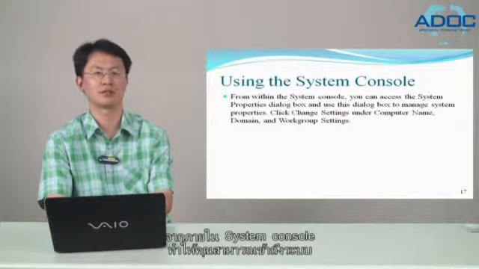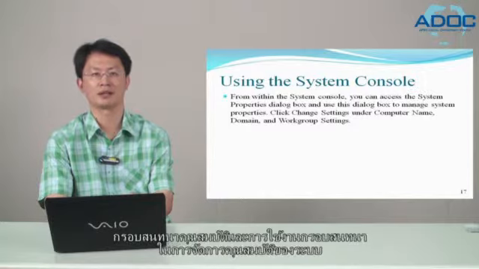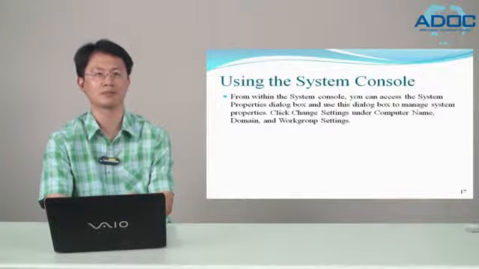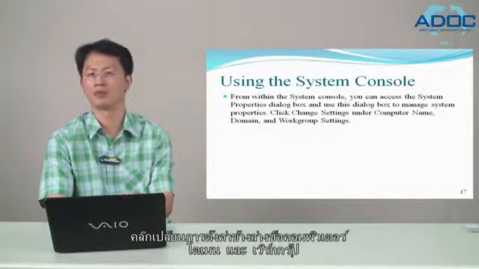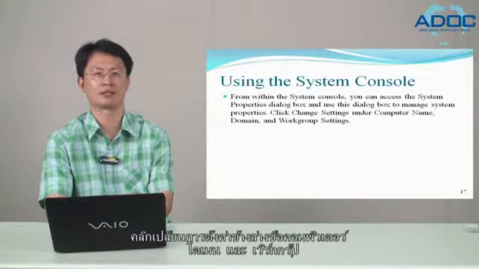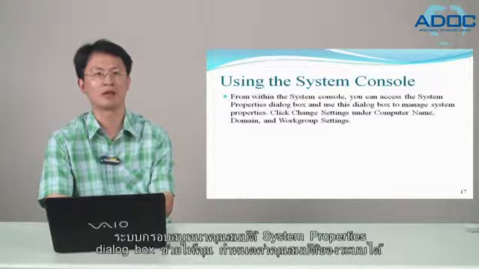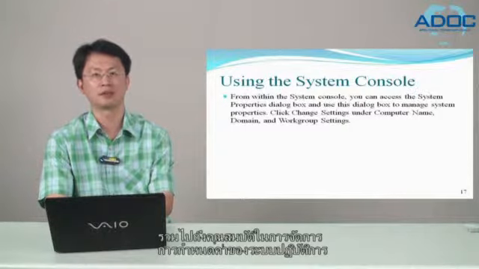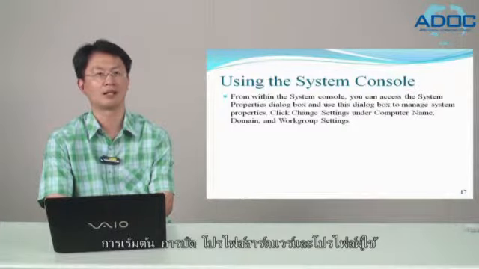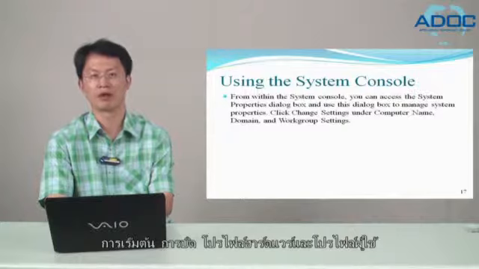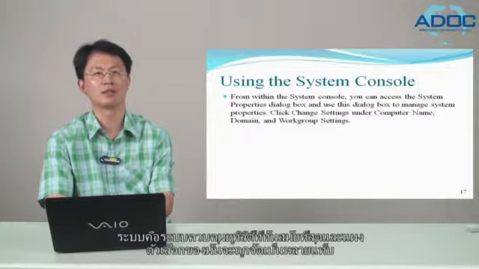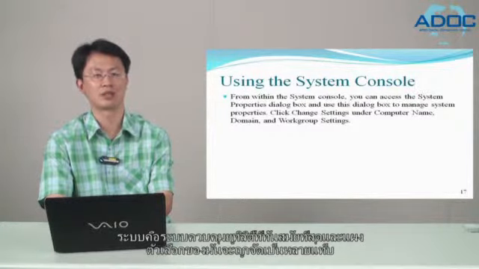From within the System Console, you can access the System Properties dialog box and use it to manage system properties. Click Change Settings under Computer Name, Domain, and Workgroup Settings. The System Properties dialog box allows you to configure system properties, including properties for managing the operating system configuration, startup, shutdown, hardware profiles, and user profiles. System is the most advanced Control Panel utility, and its options are organized into several tabs.